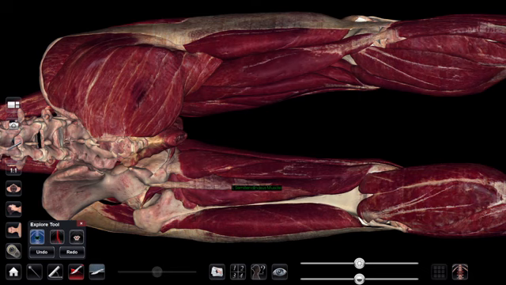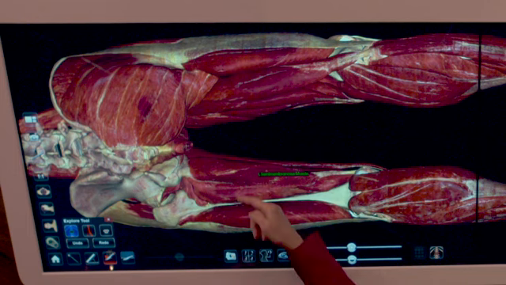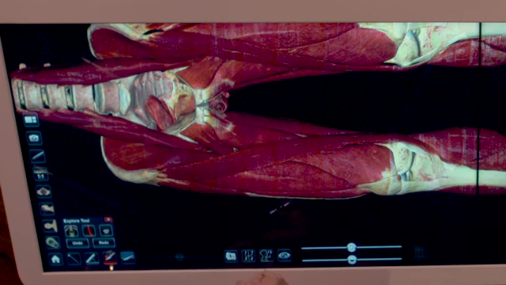If we take those off, we see deeper muscles that belong either to the anterior compartment of the thigh or the medial compartment of the thigh. After covering the muscles of the posterior thigh, the hamstrings, we see muscles of the anterior thigh.